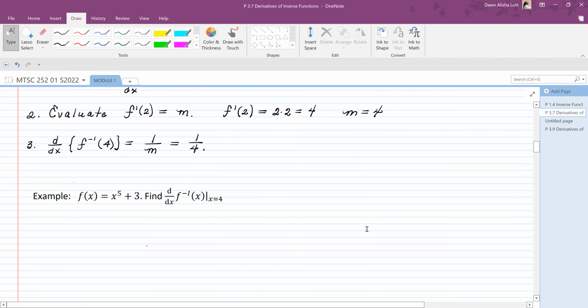All right, so it says f of x is equal to x to the 5th plus 3. We need to find the derivative of the inverse function at 4. Okay, so I didn't give you this information, but I will give it to you now. So here we have the point (1, 4) is on the curve of f of x.